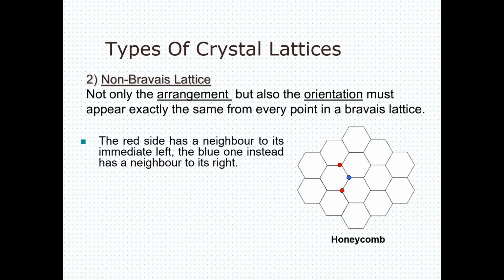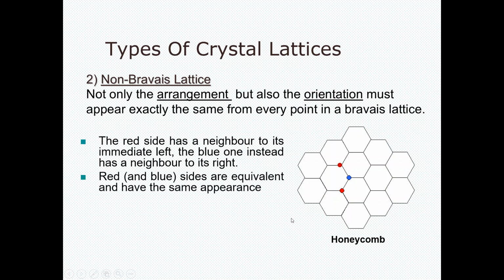So here you can see alternating red and blue points. The red site has a neighbor immediately to the left. The blue one instead has a neighbor to its right. I mean, here you can see this is the red one, so here is the immediate neighbor, and here we will have one on the left. Here we didn't draw it, but you should imagine a combination of alternating red and blue points. So just like that, at the right, here we will have a red point, a mirror to this blue one, and so on.